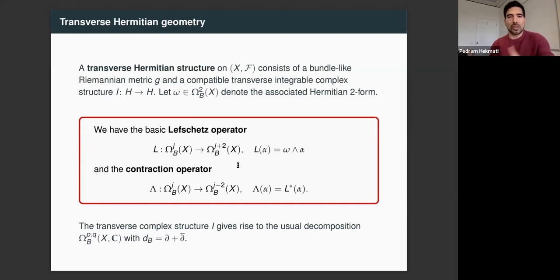And again, we are working in the complex setting. We need our foliation to be equipped with a transverse Hermitian structure. So again, the definitions are generalized straightforwardly. We have an integrable complex structure on the horizontal distribution with an associated Hermitian 2-form. And this gives rise to a Lefschetz operator and its adjoint, the contraction operator, on the space of basic differential forms. And moreover, the transverse complex structure gives you the standard splitting into (p,q)-forms.